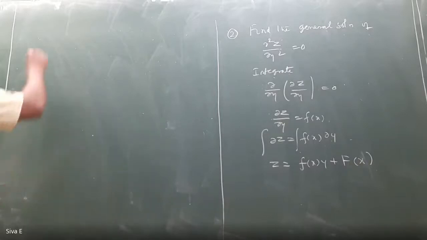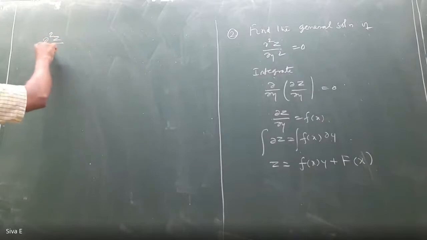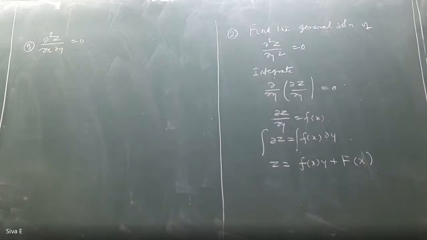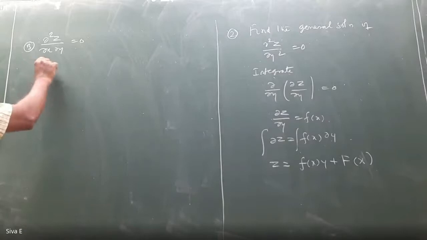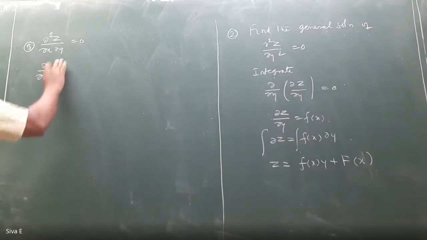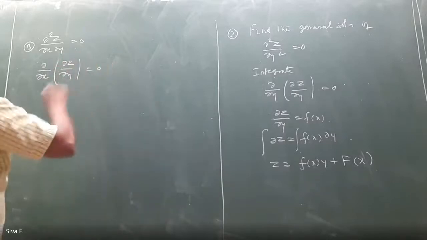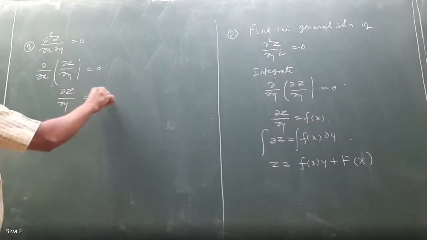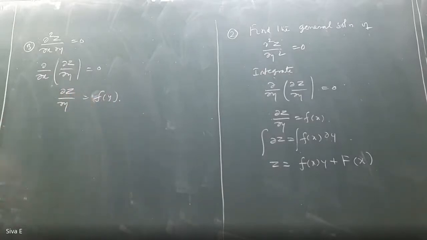In case ∂²z/∂x∂y equals 0, then what happens? ∂²z/∂x∂y equals 0. How to solve this? Either you write ∂/∂x of (∂z/∂y) equals 0. So ∂z/∂y equals some function of y.